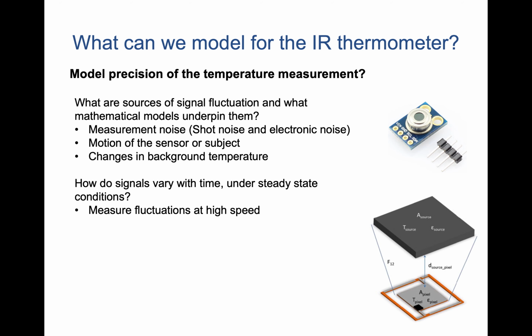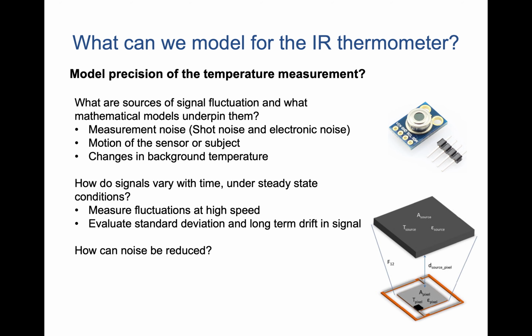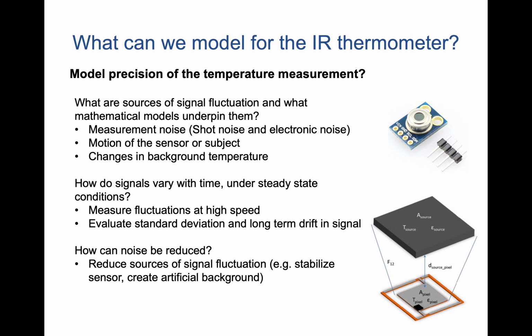We could measure the fluctuations at a high speed and try to see what they were. We could evaluate the standard deviation of those measurements and find out what was the long-term drift in the signal if the forehead stayed at the same temperature and the sensor didn't move. We could figure out how noise could be reduced and come up with models for that. We could reduce sources of signal fluctuation, such as stabilizing the sensor. Maybe we could create an artificial background.